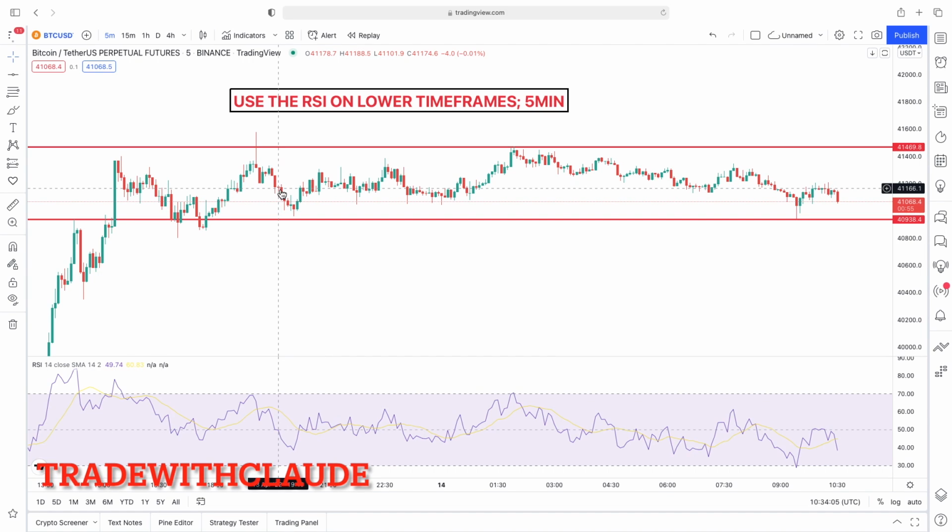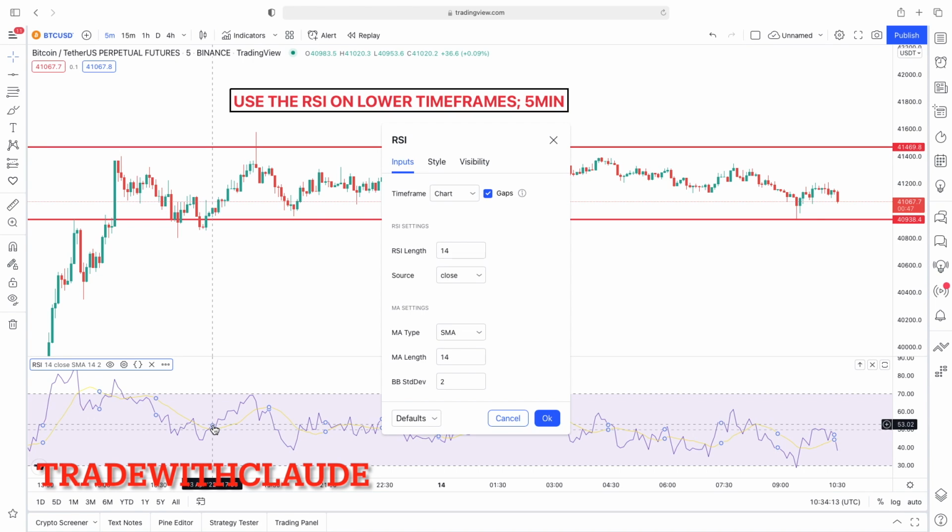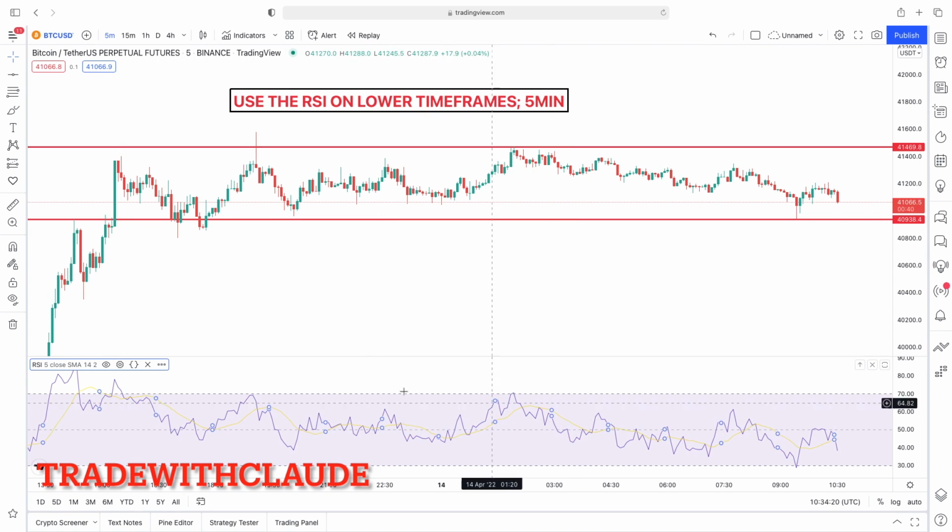So use the RSI on lower time frames, preferably the 5 minutes. And by default, the RSI length is 14. So the lower the length, the quicker your entries. So now if I change this, for instance, to 5 lengths, you will see how this chart is going to change.